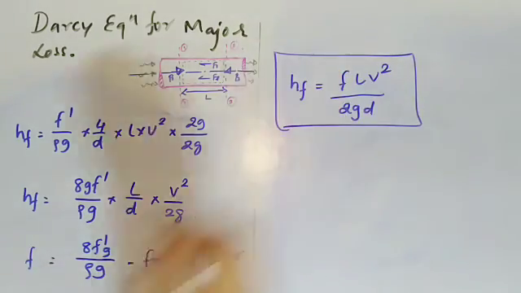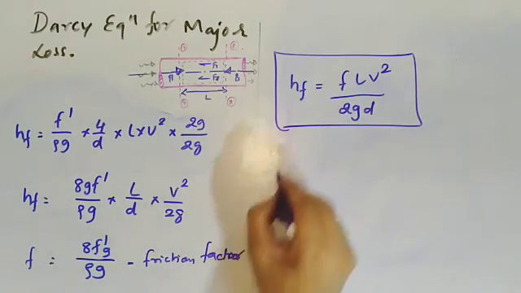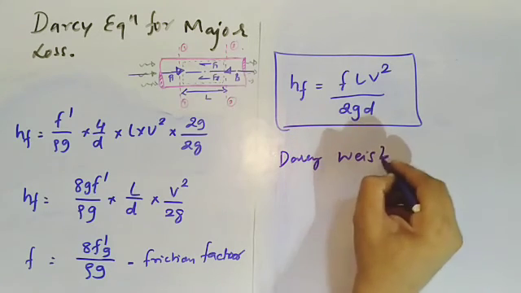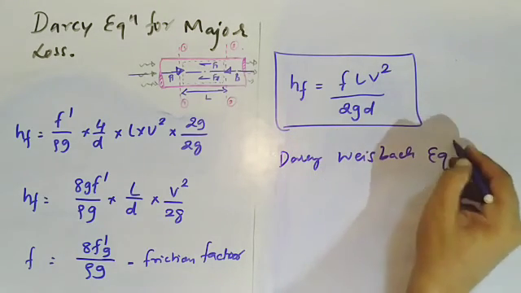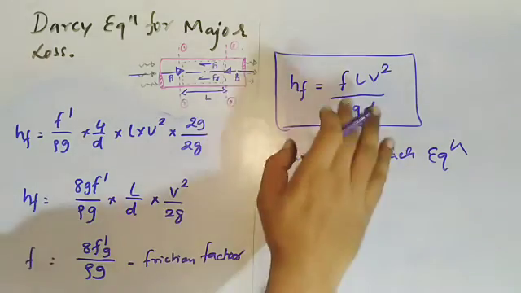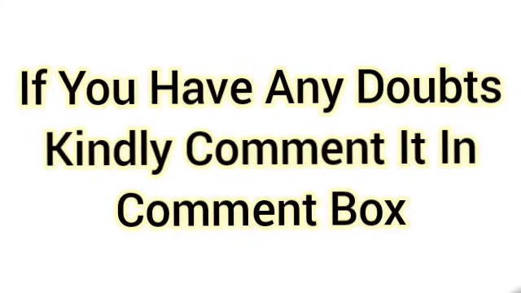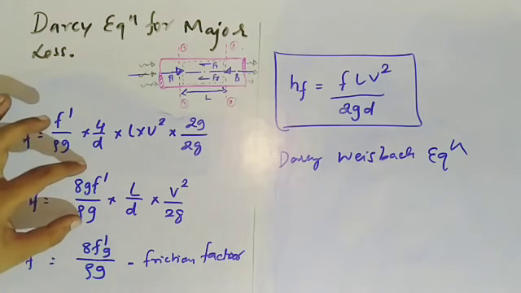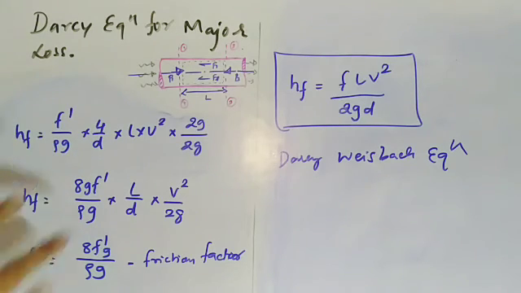Now this is the Darcy Weisbach equation. This equation is used to identify the major losses in the pipe. So this 8 g F dash divided by rho g is the frictional factor.